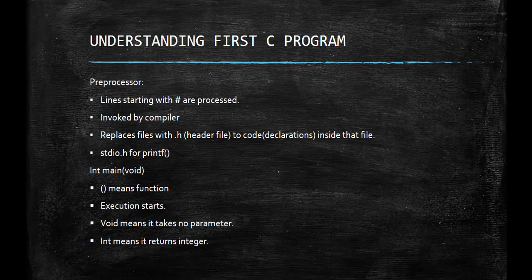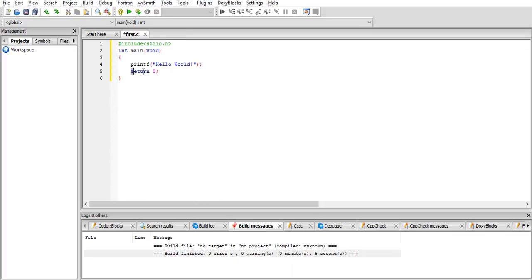So what is main? This means function, as I told you before. So main is the place from where execution starts. If we don't want to give main any parameter, we write void here. An int before main means that it returns an integer. So that's why return 0 is written here. 0 is an integer.